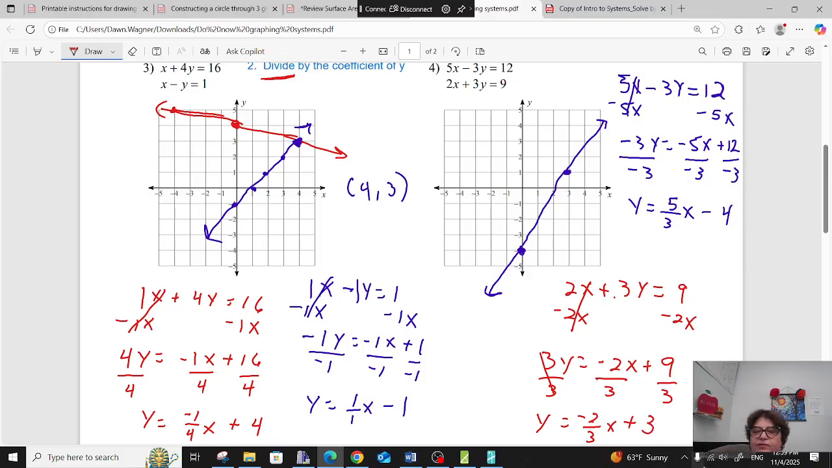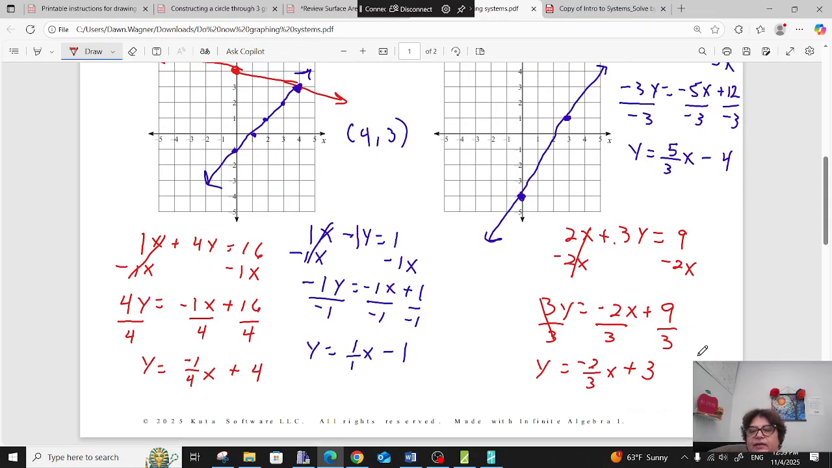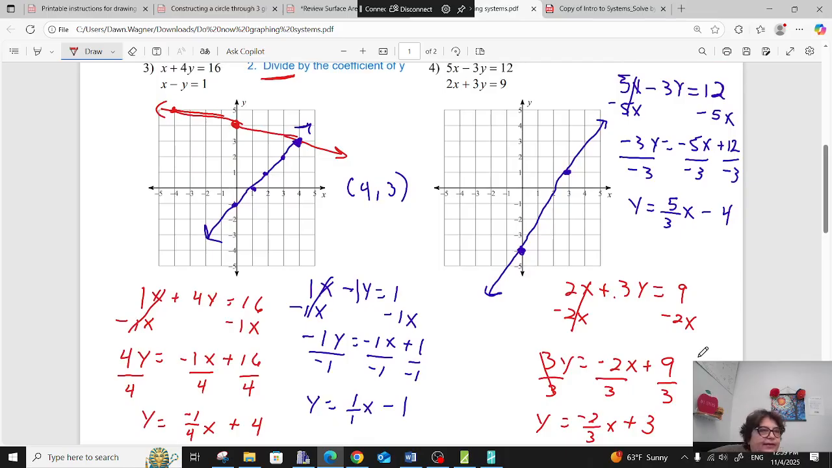Okay. So now I have y equals negative 2x plus 3. I need to graph that, right? So where am I going to start? Oh, we found it. Really, I don't have to do anymore, right? Because I found where it crossed.